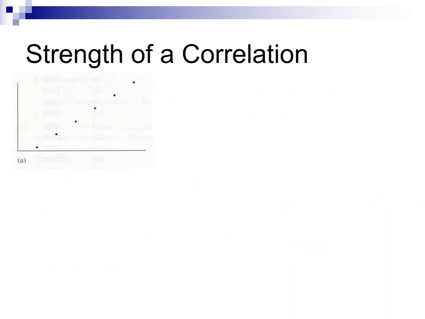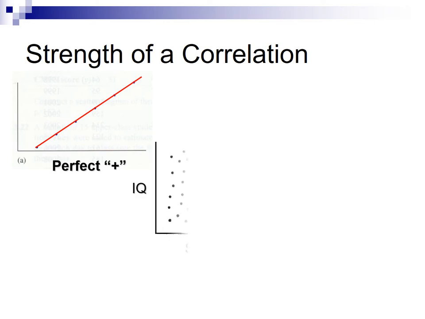If two variables are perfectly correlated, then the dots are sitting on the line. So if one variable increases one unit, then the other variable also increases a unit.